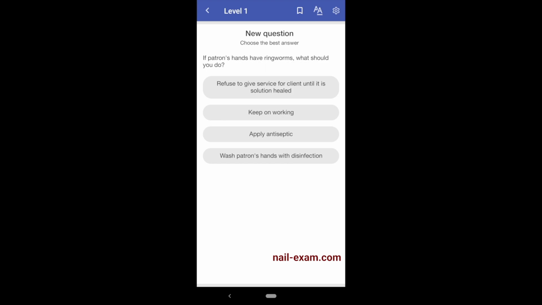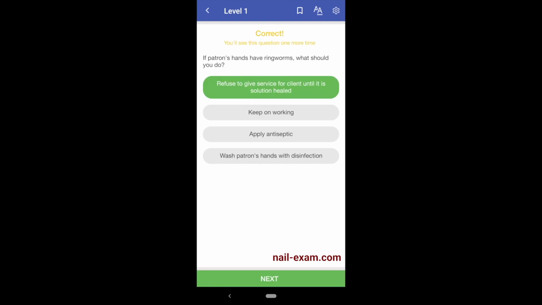If patron's hands have ringworms, what should you do? Answers: A. Refuse to give service for client until it is healed. B. Keep on working. C. Apply antiseptic. D. Wash patron's hands with disinfection. The answer is A.